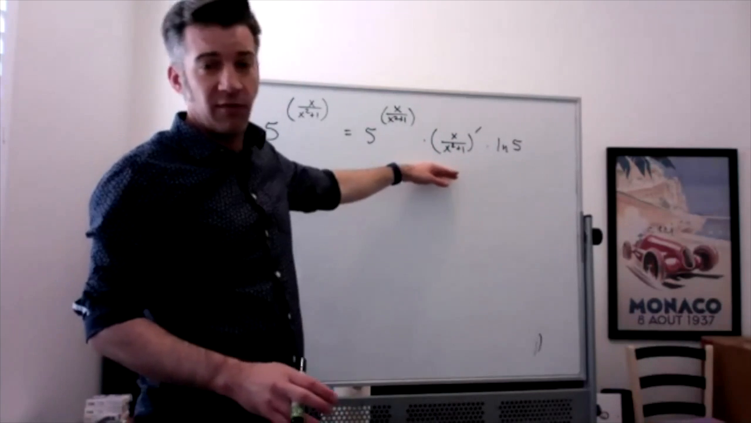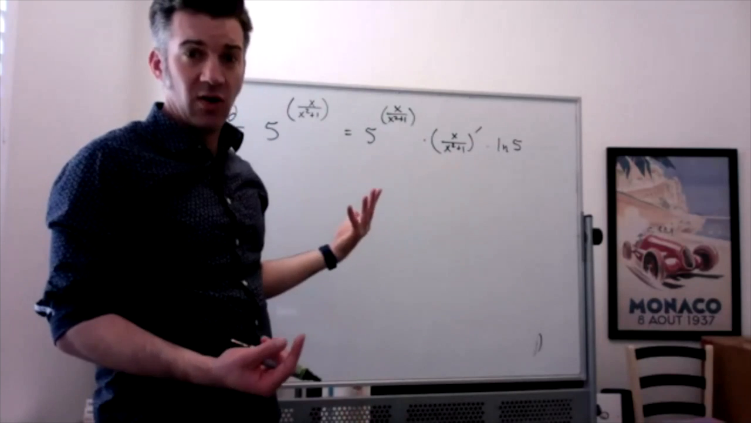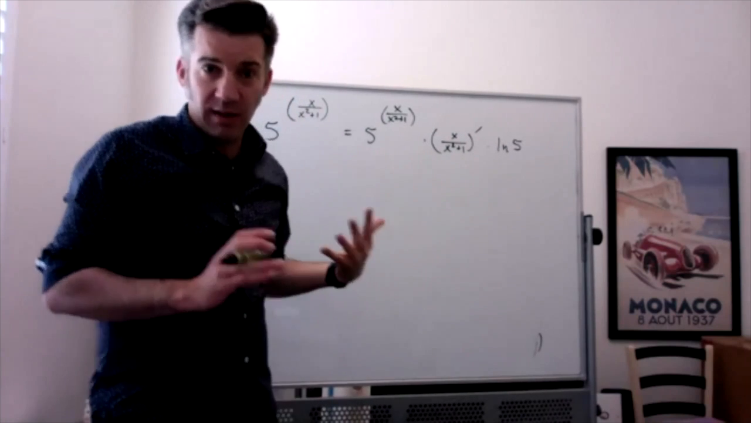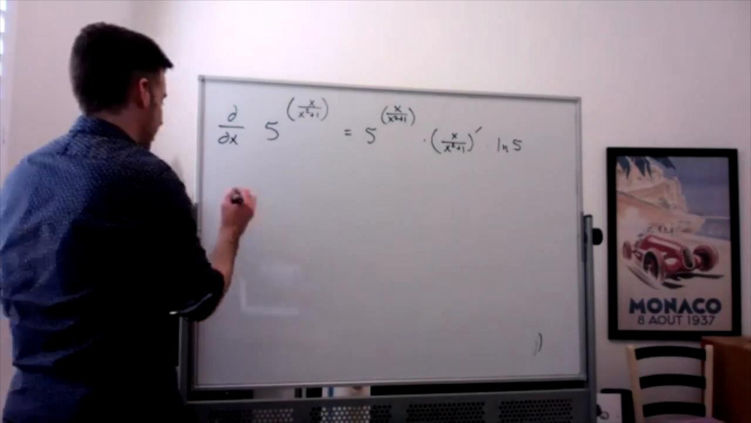If you write this stuff before it, the person reading your work is like, well, I can see that they have the right idea. They know the derivative is 5 to the stuff times the derivative of the stuff times natural log of 5. They've got the idea of this stuff. So sometimes it's good to show more work. A lot of times it's good to show more work.